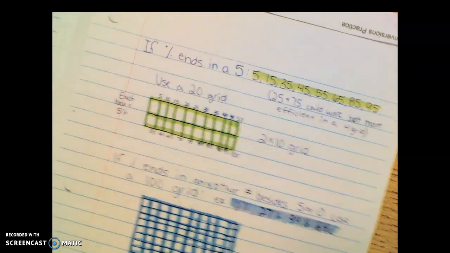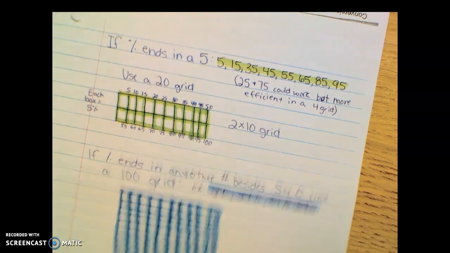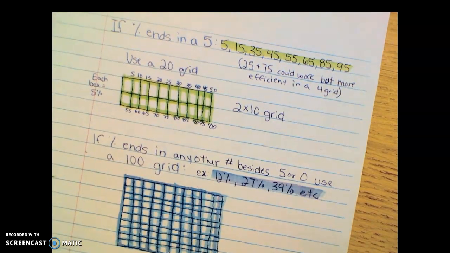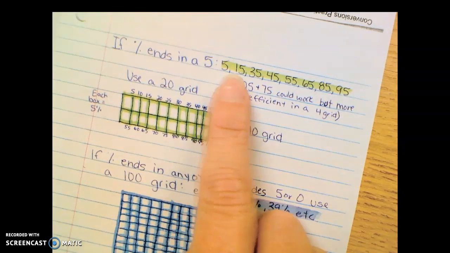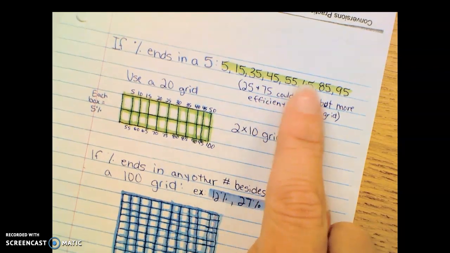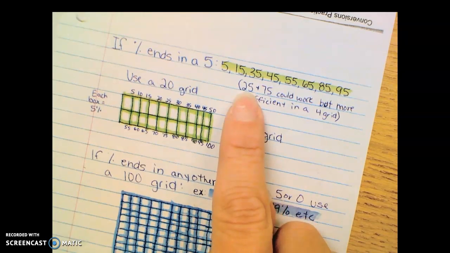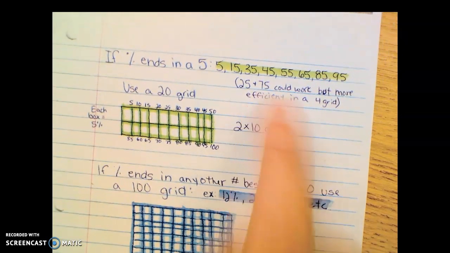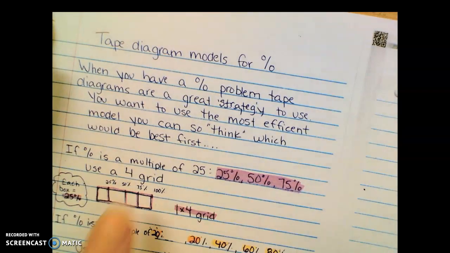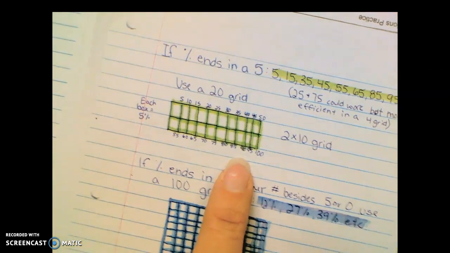Okay, we just finished up with multiples of 10. So the next ones that we get to are percents that end in 5. So I'm thinking about 5, 15, 35, 45, 55, 65, 85, and 95. Again, I didn't include 25 and 75 in this list because if it's 25 or 75% that we're trying to find, it'd be a lot more efficient to use this option than to draw out this option.